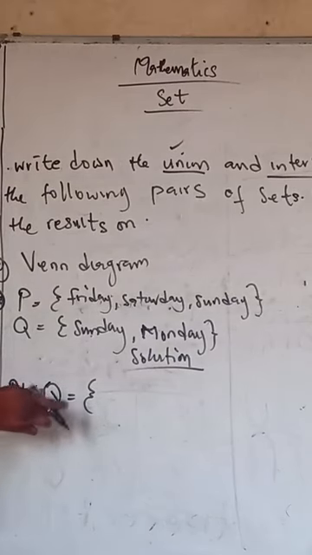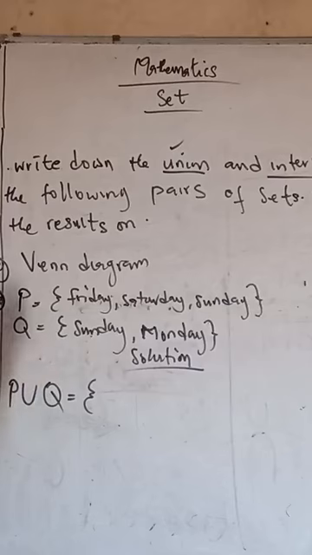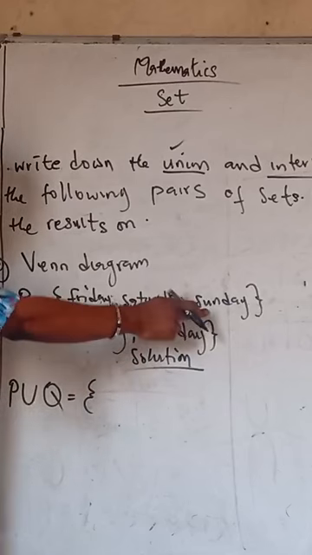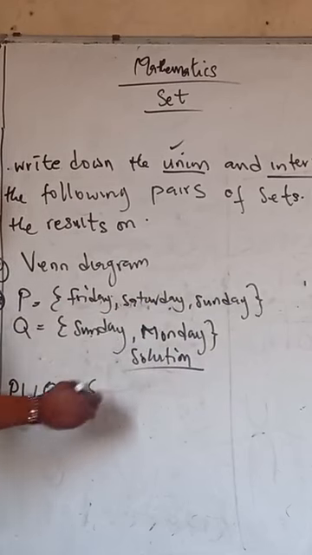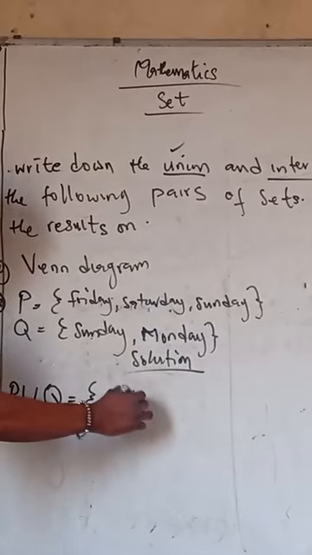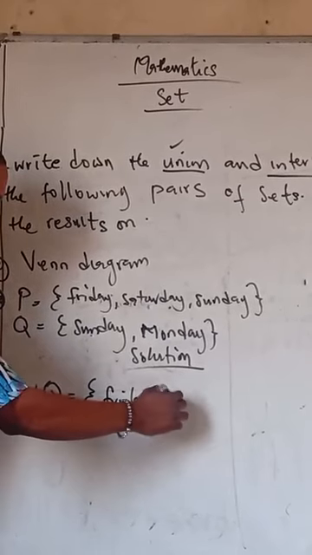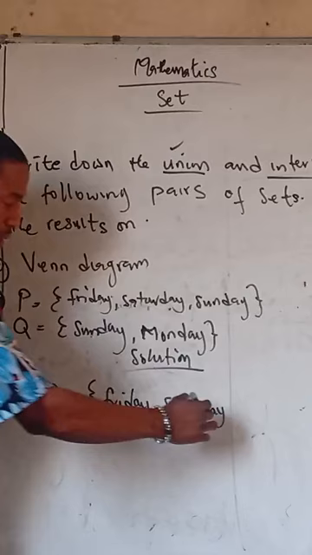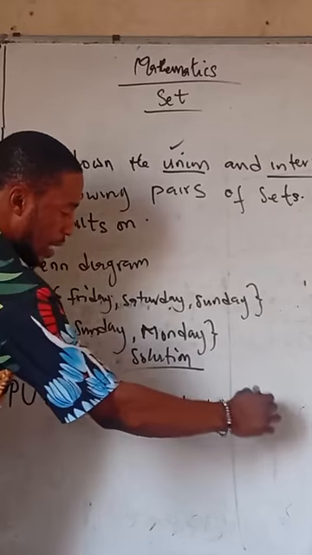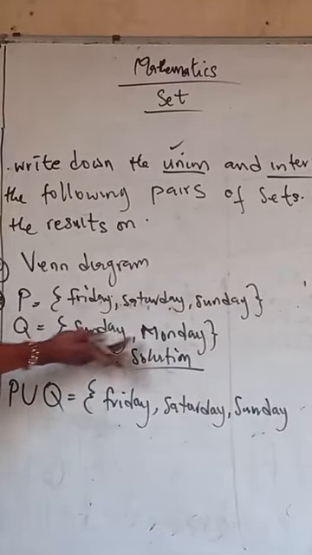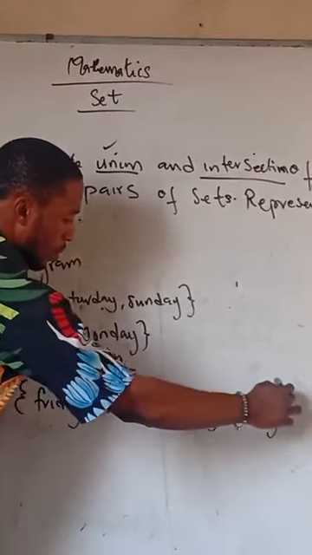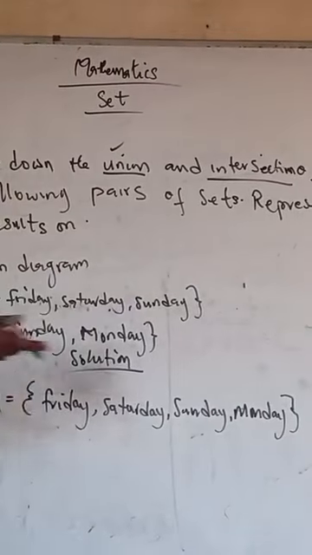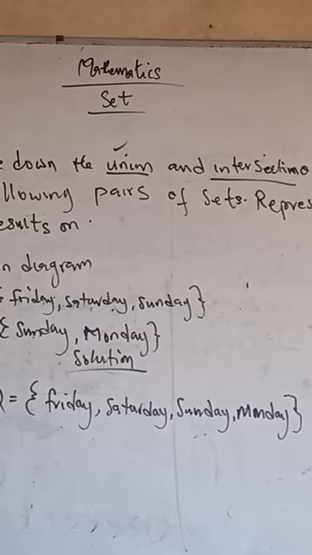Now, P union Q. But what do you think comes first? If you watch, you have your Friday, Saturday, Sunday. And what do you think we should choose here now? Monday, union. So here will be Friday, comma, Saturday, comma, Sunday, then Monday. That is the union of this.